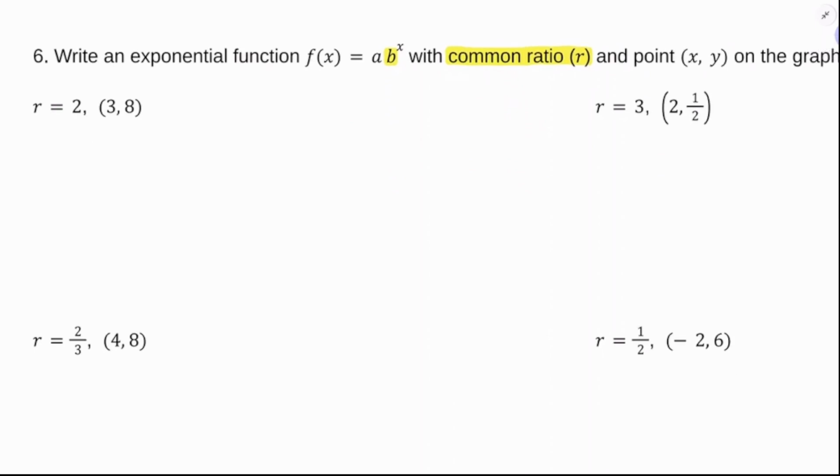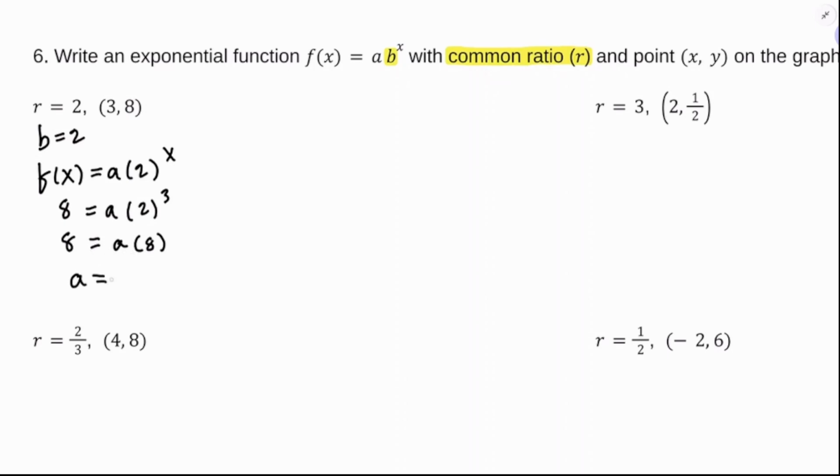And so I'm going to say r equals 2, so that means b equals 2 is my first thing. And it goes through the point 3 and 8. So f of x equals a times b to the x, and we now know that b is equal to 2. Then we plug in f of 3 equals 8. So 8 is equal to what I get back when I plug in 3 for x: 2 to the third power. So 8 equals, exponents before multiplication, a times 8. And so if 8 equals a times 8, a is going to need to equal 1.